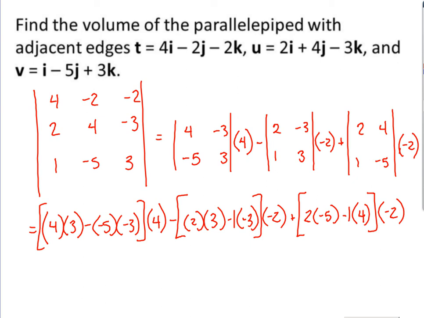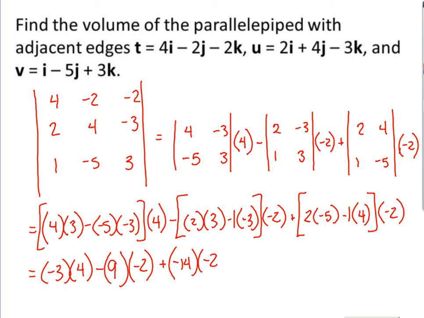4 times 3 is going to give us 12. Negative 5 times negative 3 is going to give us negative 15. 12 minus 15 is going to give us negative 3. So this is going to be negative 3 times 4. Minus 2 times 3 gives us 6. Negative 1 times negative 3 gives us 3. 6 plus 3 is 9, but there's that negative out front. So we have negative 9 times negative 2. Plus, we have negative 10 and negative 4, so this is going to give us negative 14 times negative 2.